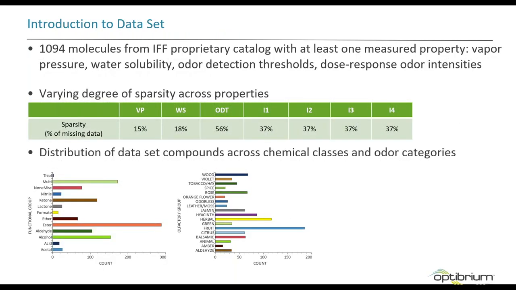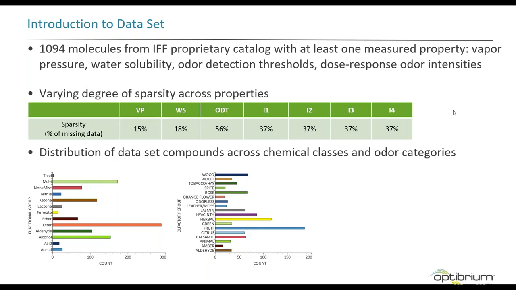Let me then quickly guide you through the data set which was used for this study. This data set included 1,094 molecules drawn from the IFF internal proprietary catalog, and 7 properties were selected for modeling: 2 physicochemical properties, vapor pressure and water solubility, and 5 sensory properties, odor detection threshold, ODT, and 4 points along the odor intensity dose response curve. These are I1 to I4.